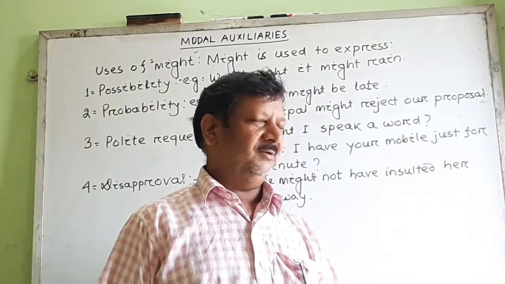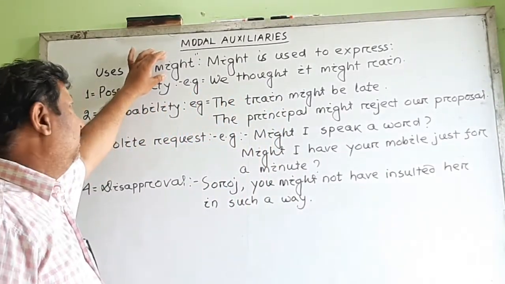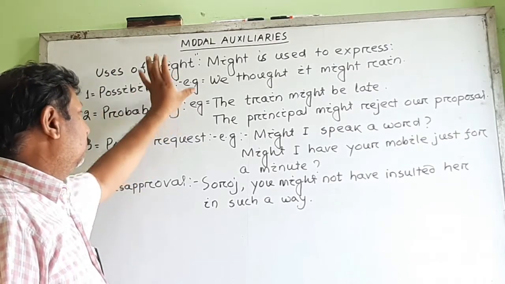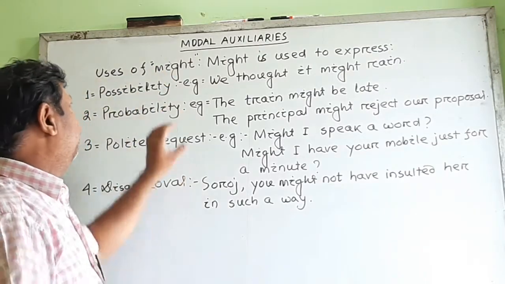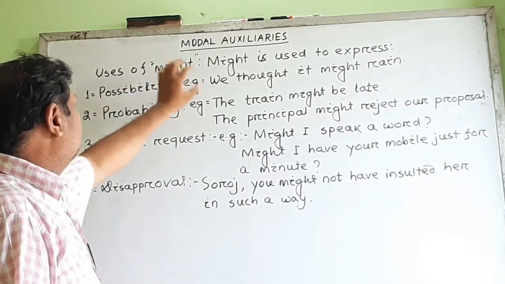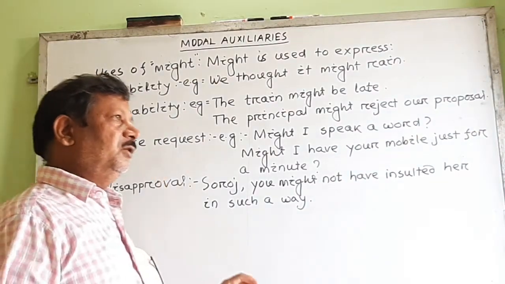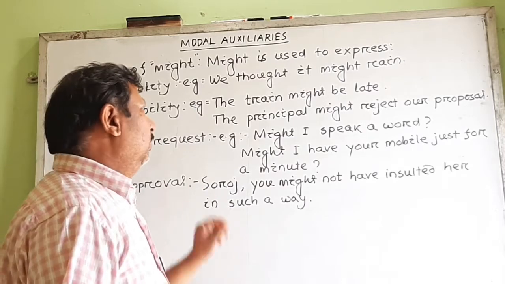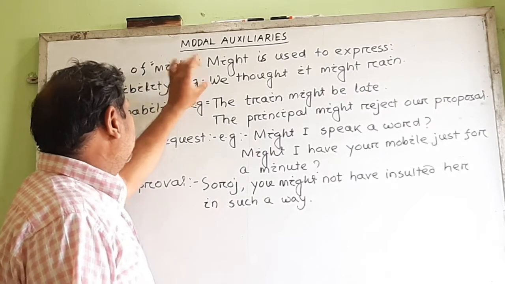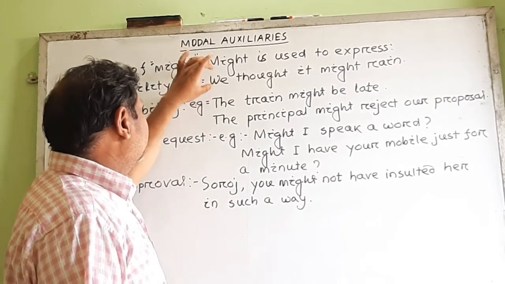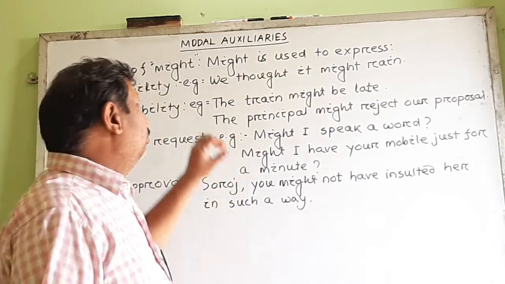Now let us move to the use of might as a modal, and what it expresses. It has already been mentioned on the whiteboard. Let us now discuss its different expressions as a modal. So might is used to express, number one, possibility. If we think there is a possibility of the occurrence of something, we can use might. See here, one example has been given: We thought it might rain.